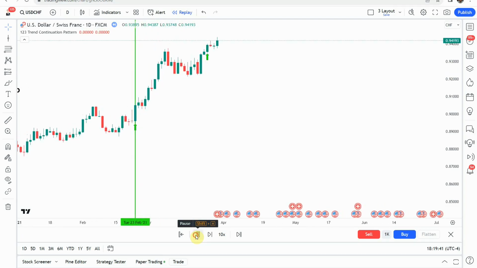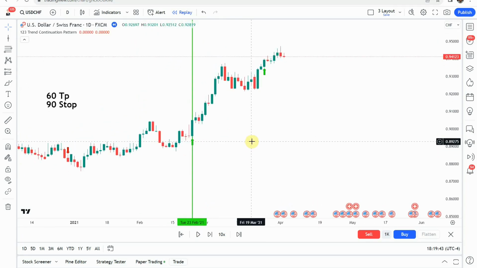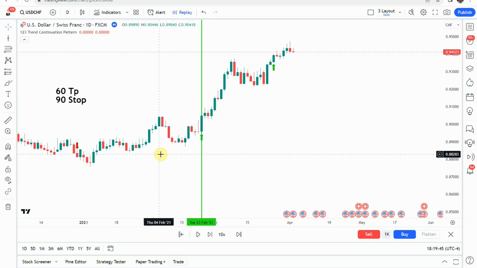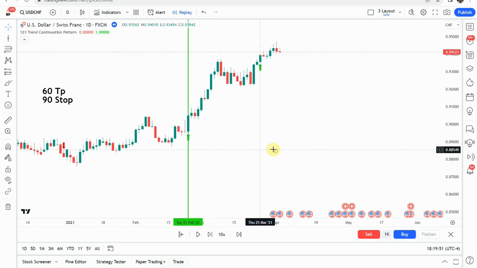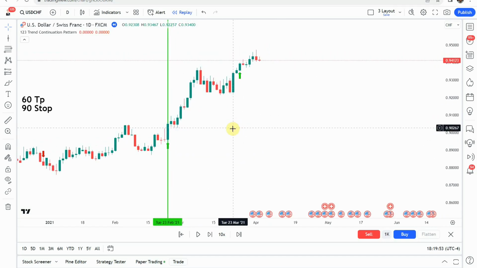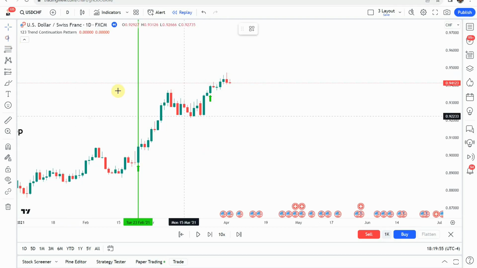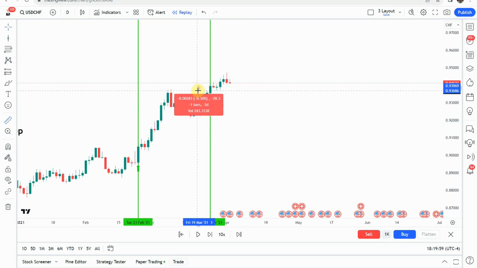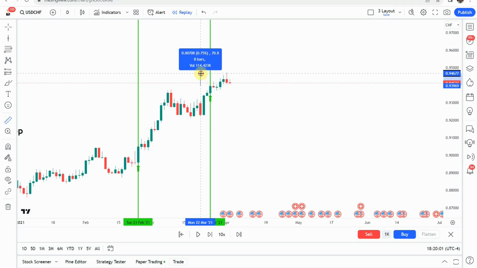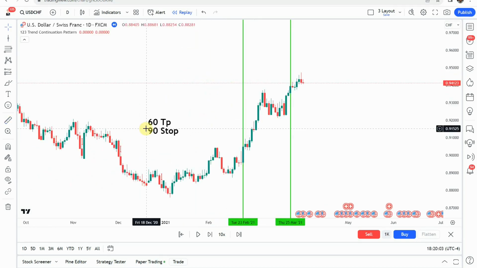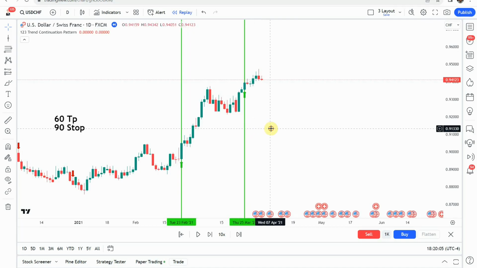Alright, so the first signal that we get is a buy signal. You can see that green arrow right there, and a really nice push straight up there is going to get us to our take profit. Then we pick up another buy signal right here on this one, and again a nice little push to the upside there, and once again getting us to our take profit.